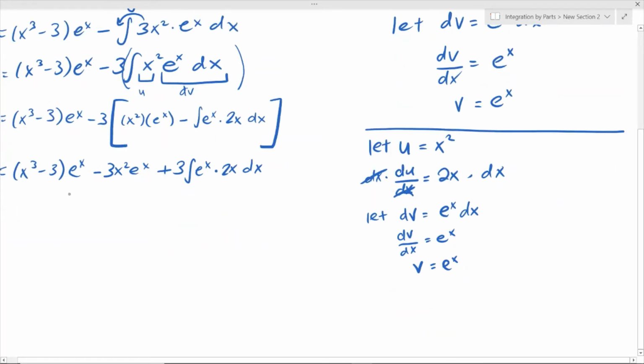And then from here we can see that we have a 2 here, so we can take this 2 out. Okay, so I'm going to do that.